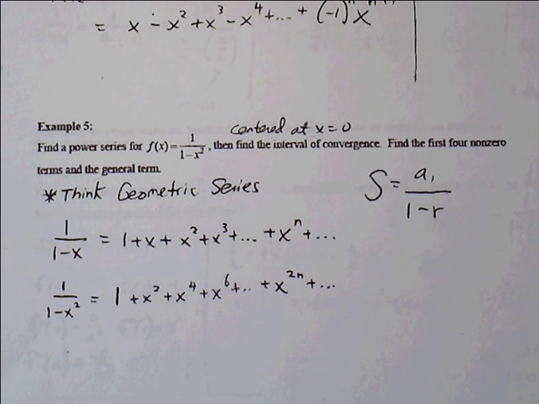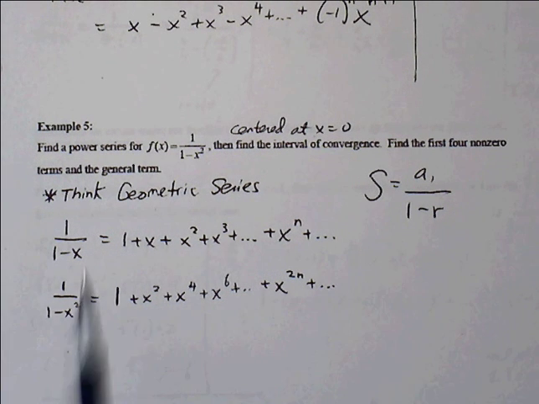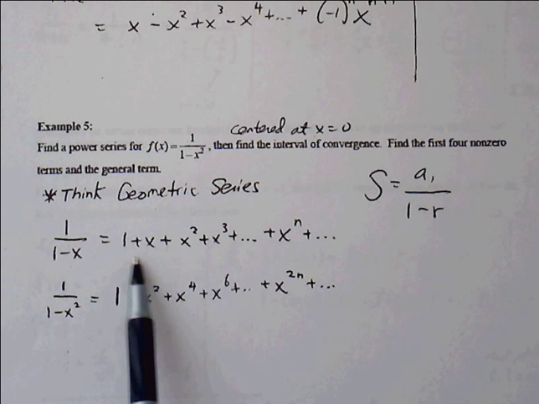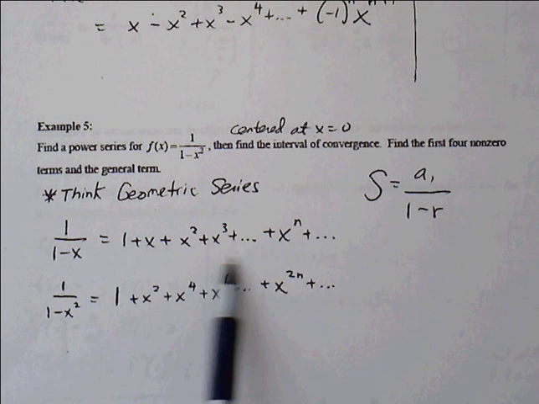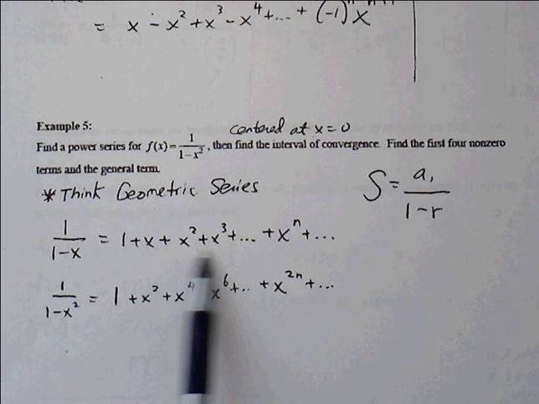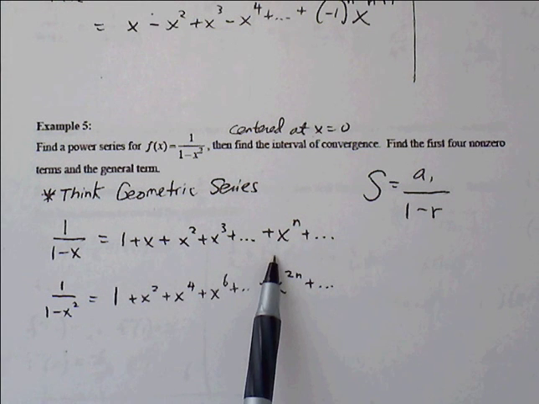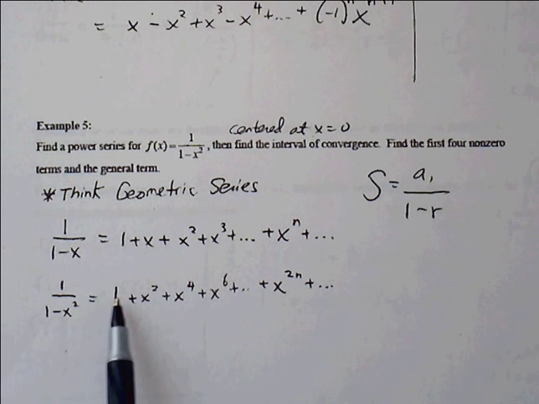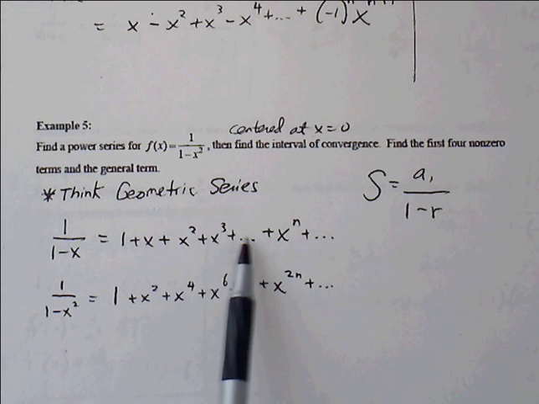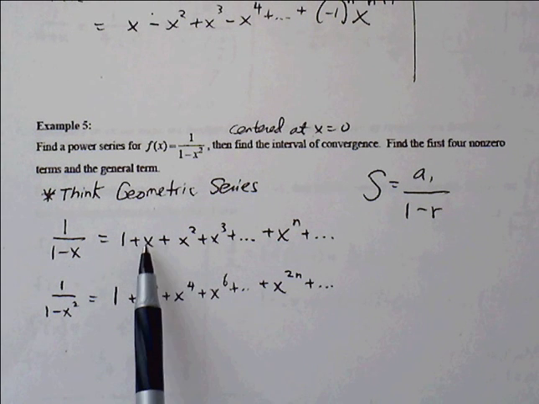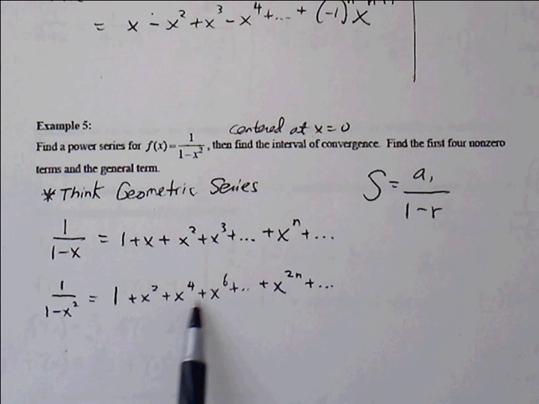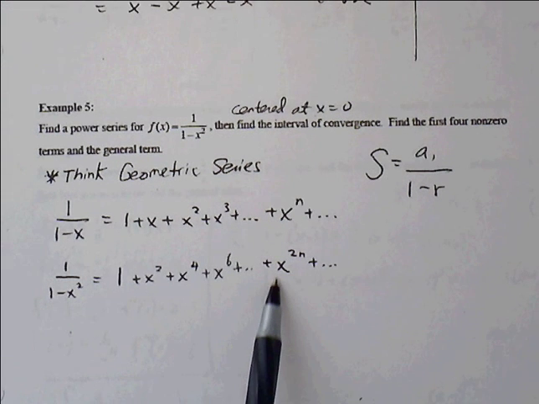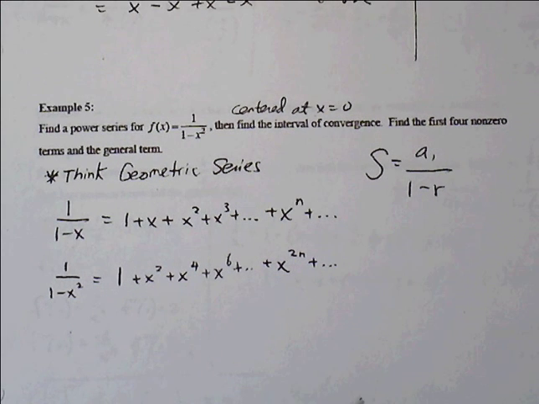Example 5. Find a power series for f of x equals 1 over 1 minus x squared. Well, we know 1 over 1 minus x gives us this geometric series, or this polynomial power series. So 1 over 1 minus x squared will simply be replacing the x with x squared, so we get 1 plus x squared plus x to the 4th plus x to the 6th, and so on and so forth. We get x to the 2n.